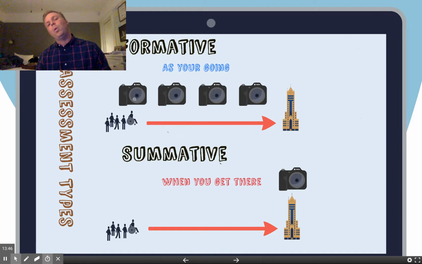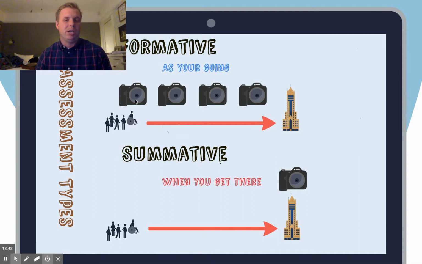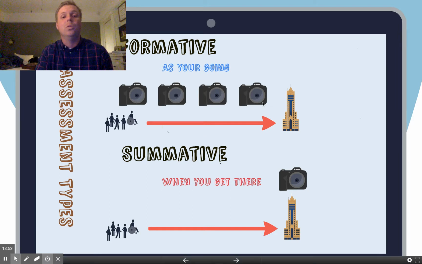So if you think of things like whiteboards, quick pair shares, quick CFUs, checking for understanding, that you do along the way within instruction to get you to your final destination of knowing a concept.